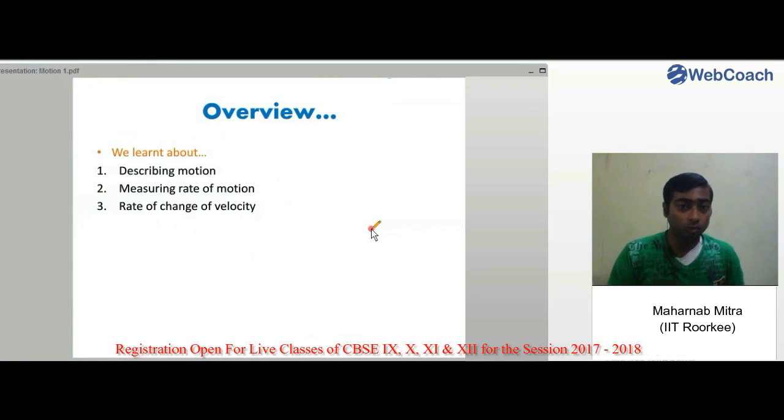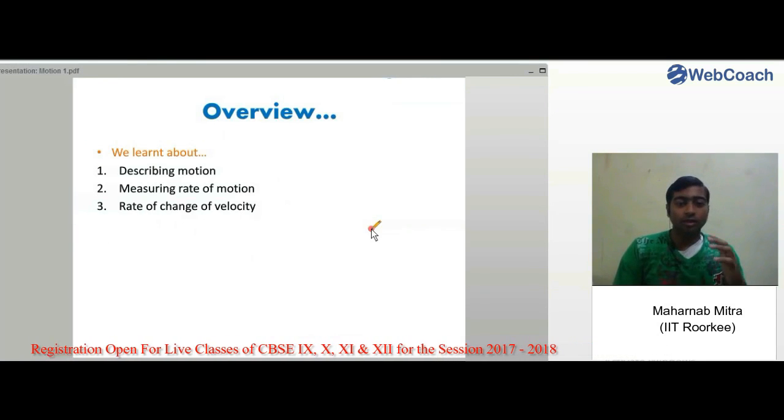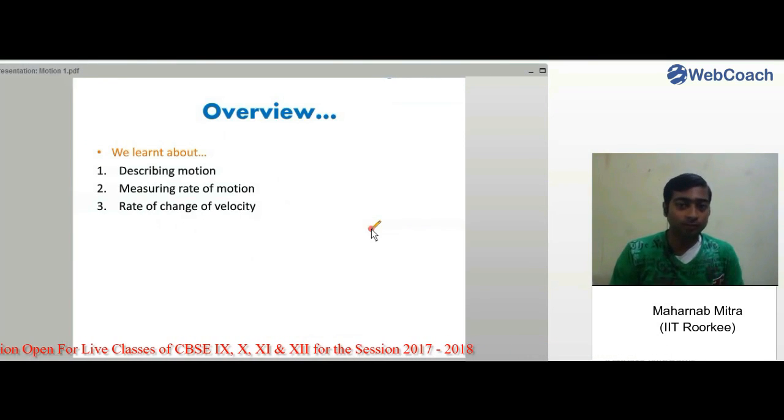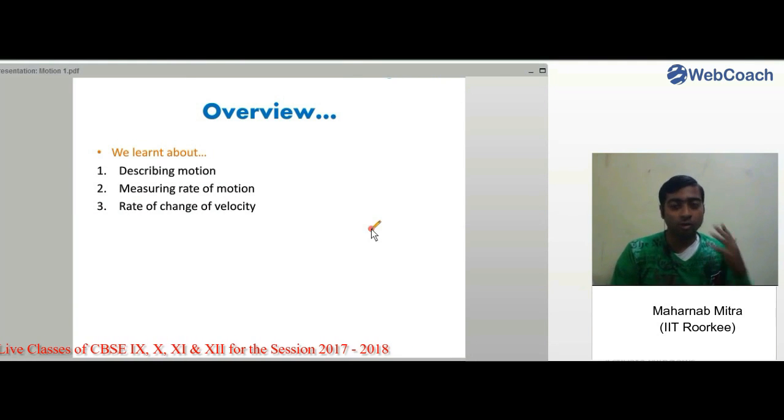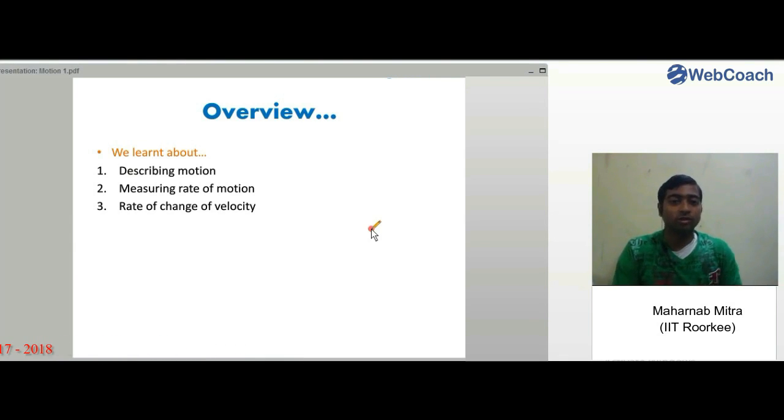So in this class we learnt about different types of motion, right? And then we measured the rate of motion, we talked about speed, we talked about velocity, and then we talked about the rate of change of velocity, which is acceleration, and how we use its formulas in questions, right?